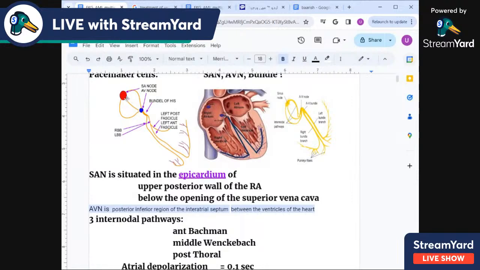So the speed of conduction is 1 meter per second here and 0.5 meter per second in the AV node, and then in the bundle of His and the right and left bundle it's 1 meter per second, and the fastest speed of conduction is in the Purkinje tissue, which is 4 meters per second.